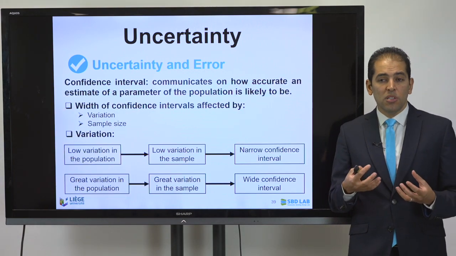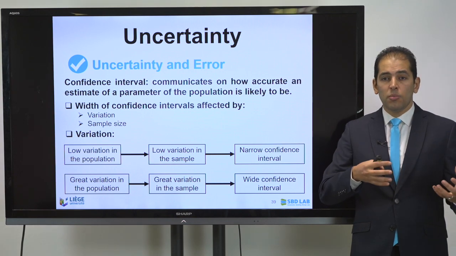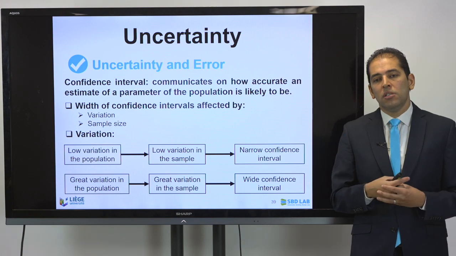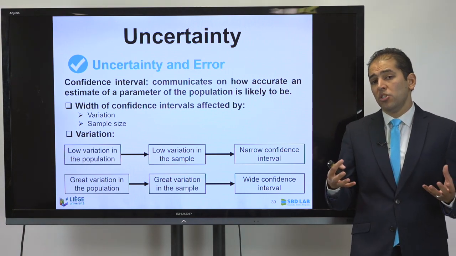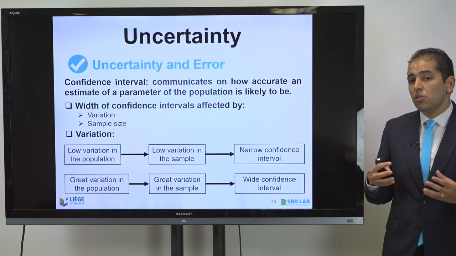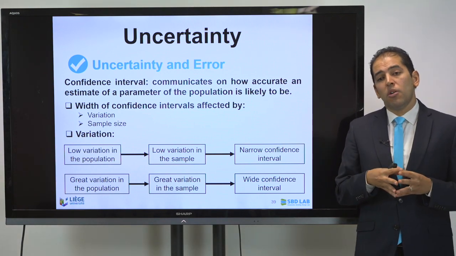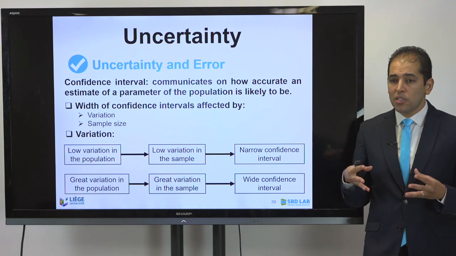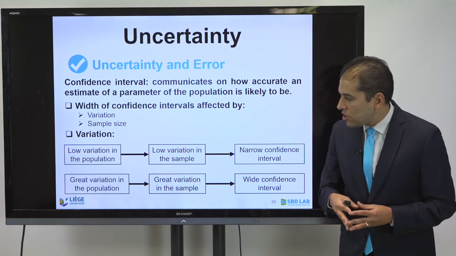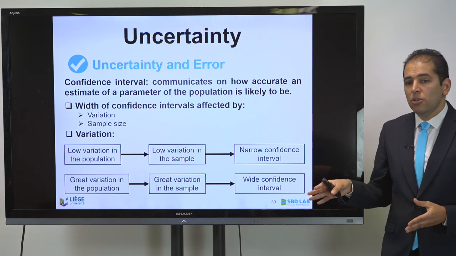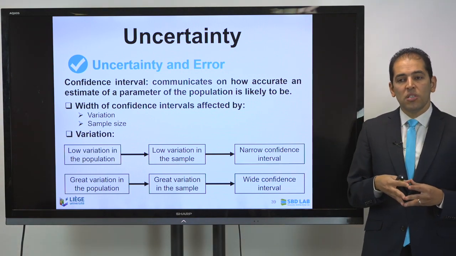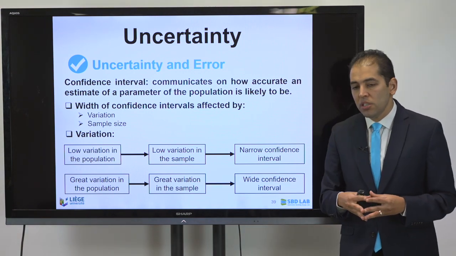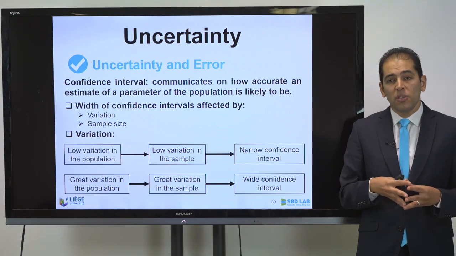Now, the confidence interval, like the p-value, could be a proxy for calculating your uncertainty, and it will communicate how accurate the estimate of a parameter or of your population is likely to be. So here you can measure the width of the confidence interval affected by the variation or by the sample size. If you have a low variation in the population and low variation in the sample, you will have a very narrow confidence interval, and if you have a great variation in the population and great variation in the sample, you will have a wide confidence interval.